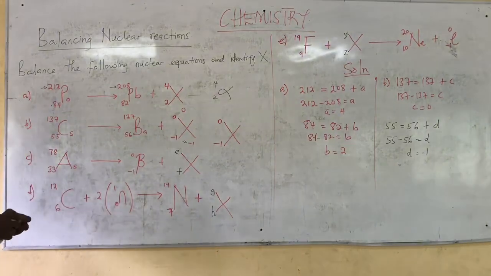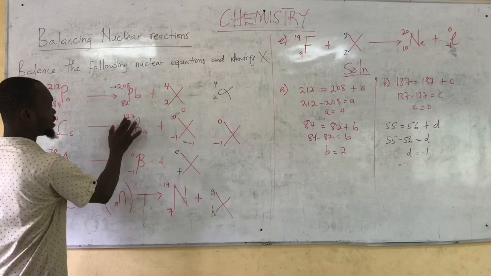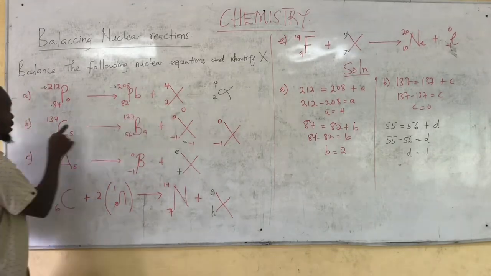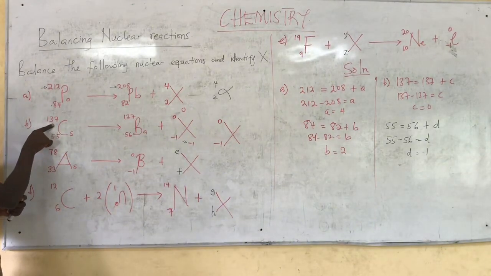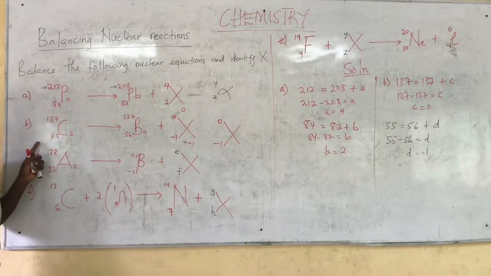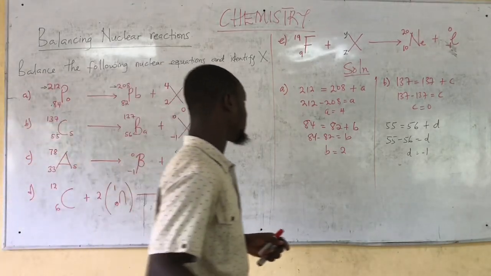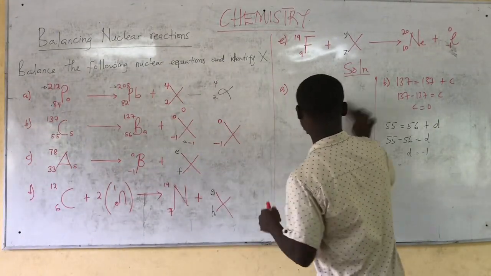So to validate our ideology again, we have to check the total. Here the total mass is 137 plus 0, that is 137. And the total mass here is 137, so it is balanced. Here the total proton number is 55. Here is 56 minus 1, and that is 55. So it is also balanced. Is that okay? So that is how we balance nuclear reactions. Let's solve for the remaining ones as well.